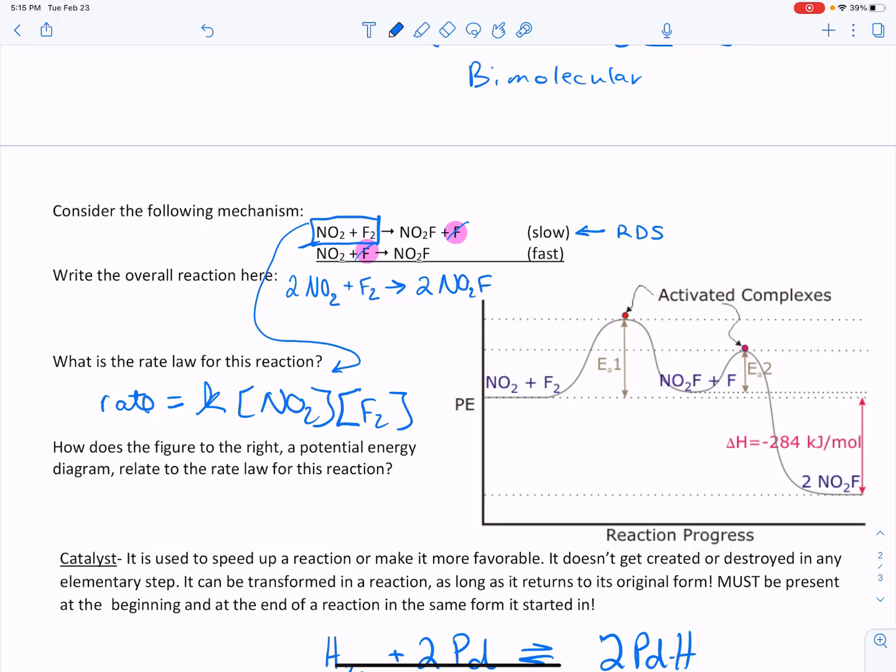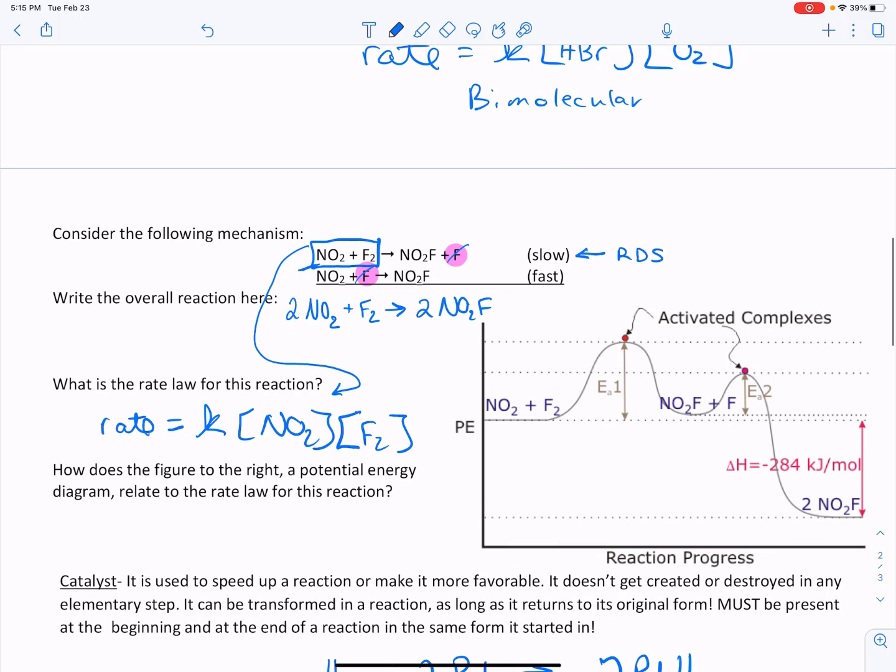You figure out what intermediates are. You figure out if there's any catalysts. We're going to look at catalysts in the next step. And then you rewrite it, and then you base the rate law off of the rate determining step. But before we do that, let's look at this figure on the right.